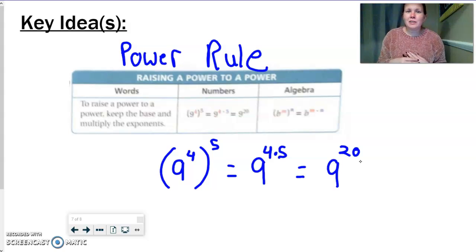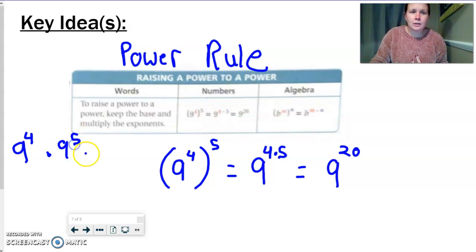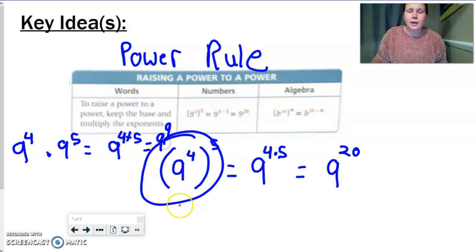Again, this is most likely going to be shown with those parentheses. If it was actually something like 9 to the 4th times 9 to the 5th, this is going to be your product rule where you add them in. So in this case, it would be 9 to the 9th. This one is different because it's showing me that those powers are being multiplied by each other. So I keep that base, but the power is going to be different.